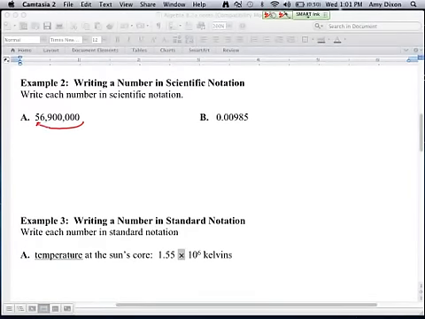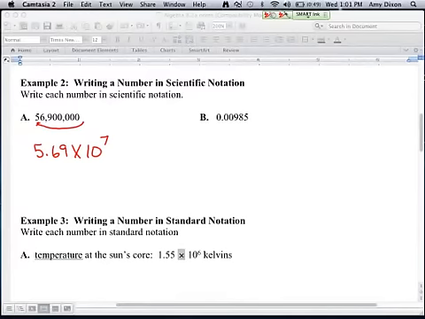So we have to move how many places to the left? 1, 2, 3, 6, 7. 7. So it's 5.69 times 10 to the 7th power. And it's positive 7. When we go left, it's positive. When we go right, it's negative. Or you can think about it: if the number is bigger than 1, it's going to be a positive exponent. If the number is smaller than 1, it's going to be a negative exponent.